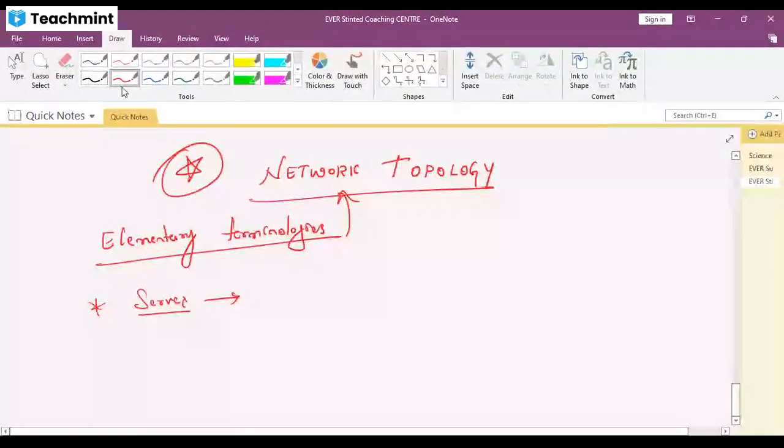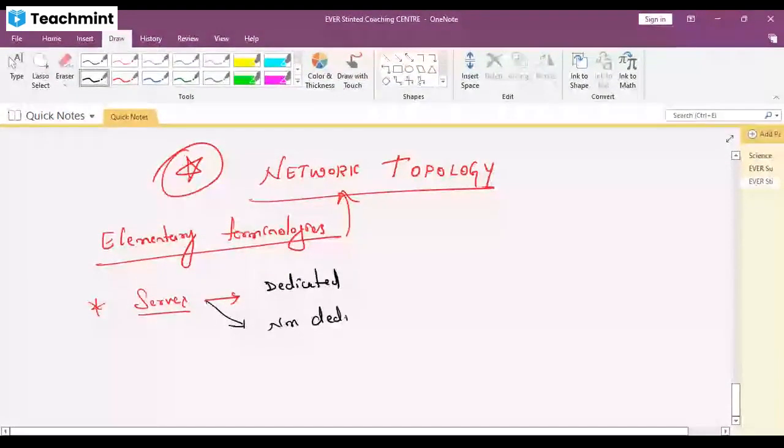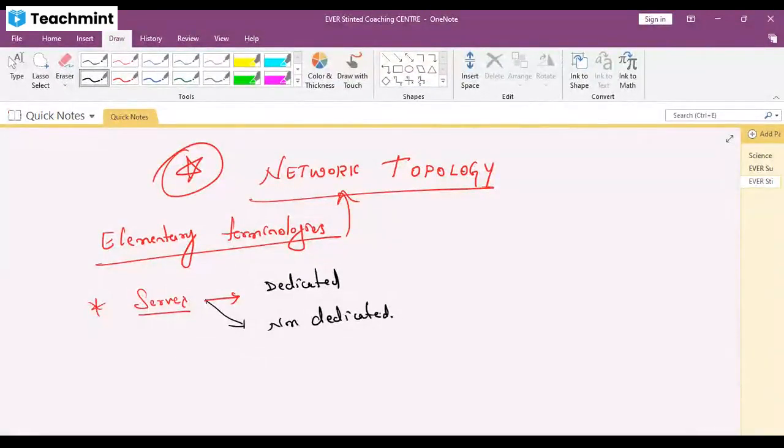How many types of servers are there? Two, sir. Which are those? Dedicated and non-dedicated. One is trustful, the other is not trustful. You can trust and you cannot trust. Understood? Dedicated and non-dedicated servers. We have two types of servers, that is nothing but dedicated and non-dedicated server.